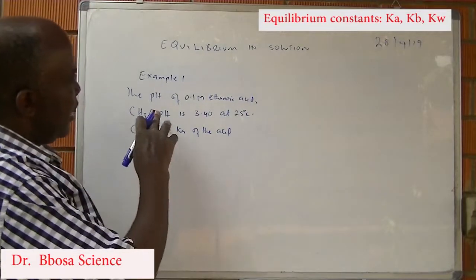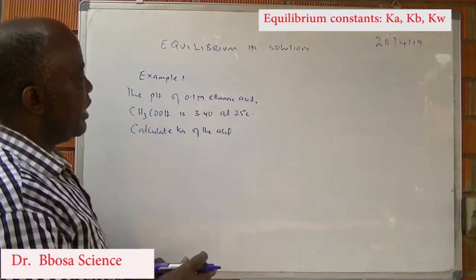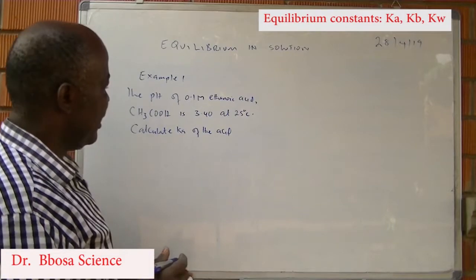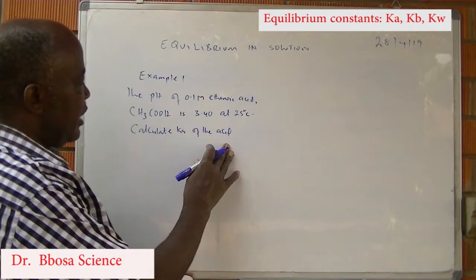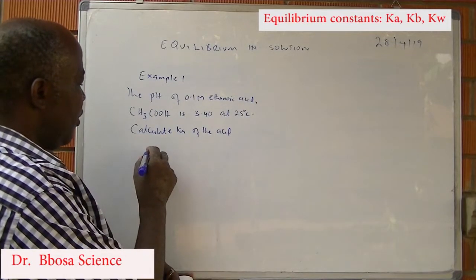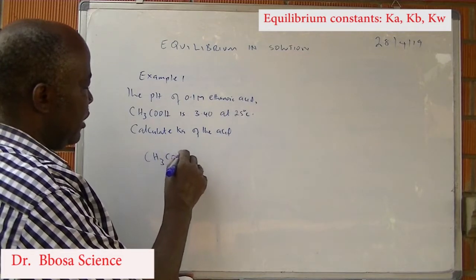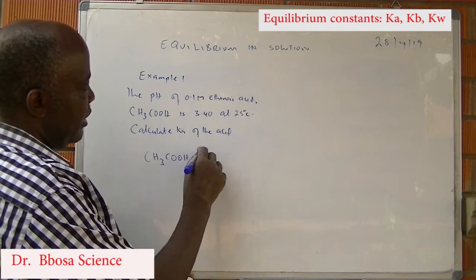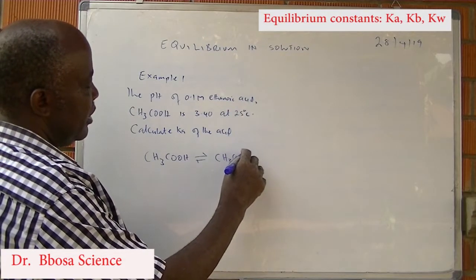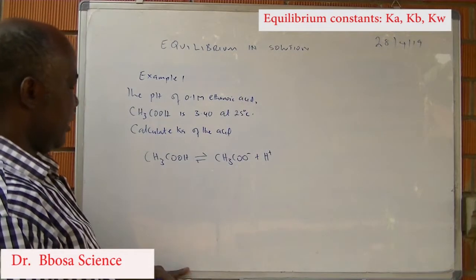Example 1, the pH of 0.1 mole ethanoic acid is 3.4 at 25 degrees Celsius. Calculate Ka for the acid. So we will first write the equation. Ethanoic acid ionizes to form ethanoate ions plus hydrogen ions.